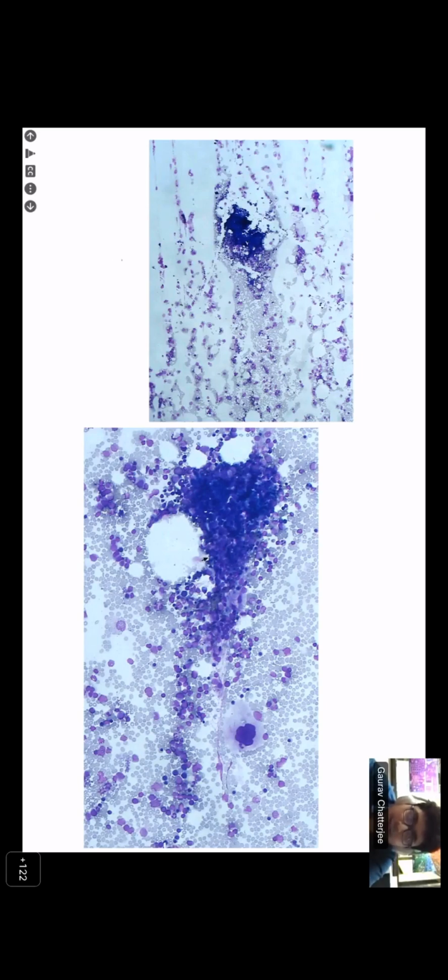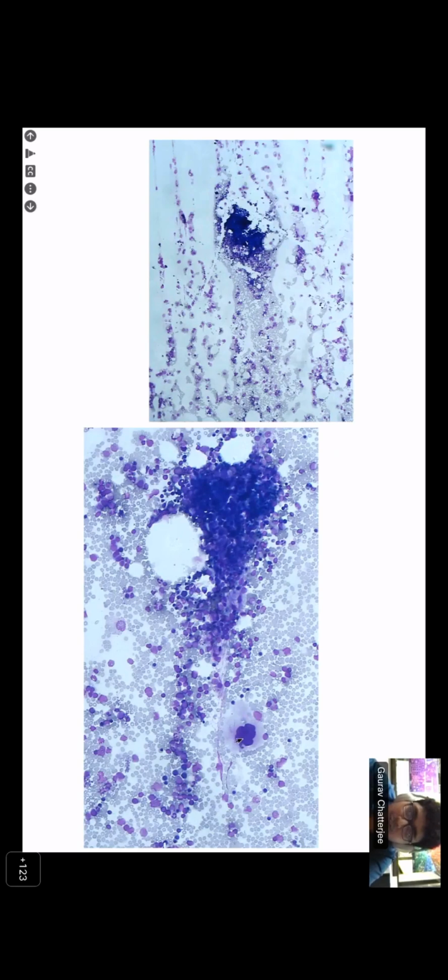What will you make of cellularity in this case, Shivangi? This is a 12-year-old girl child, remember? Sorry, 12-year-old boy. So what do you think? So it looks normocellular, sir. Normocellular to hypercellular. Okay, I will not say hyper because it's a 12-year-old kid. So the fat spaces are there. So it's not hyper. But I agree with you. It looks like a normocellular marrow.